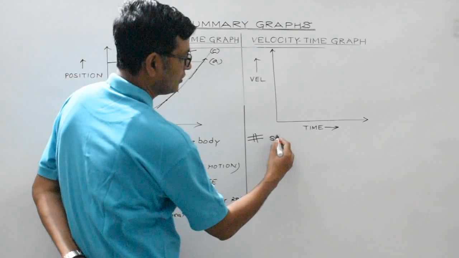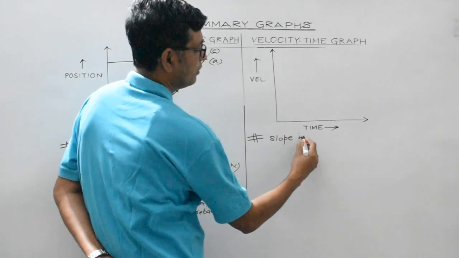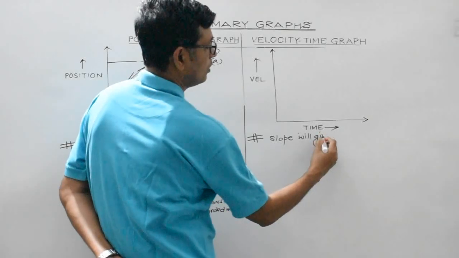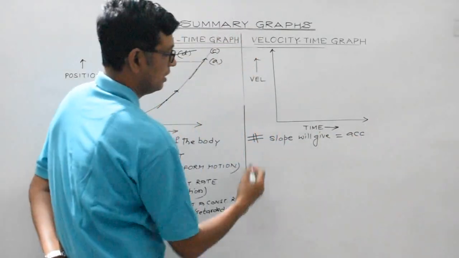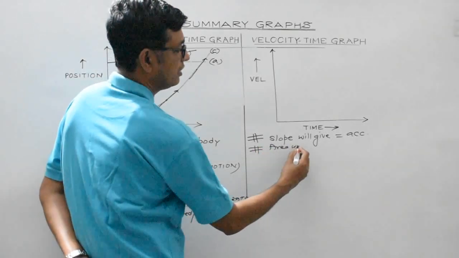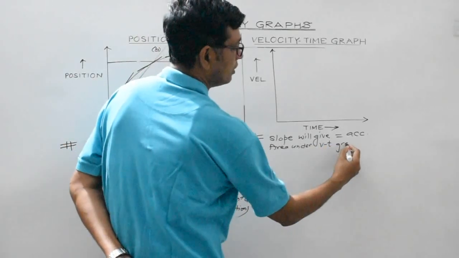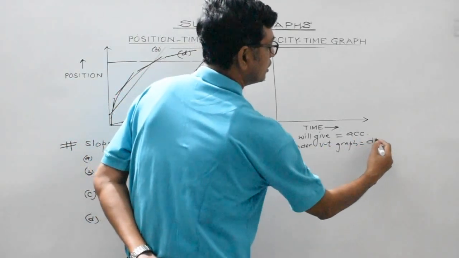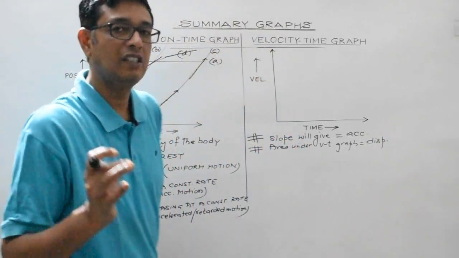So in this case, the first important point is that slope will give acceleration. And the second important point, area under the VT graph, we are aware of it. Area under the velocity time graph will give us the displacement covered by the body between the two given intervals of time.